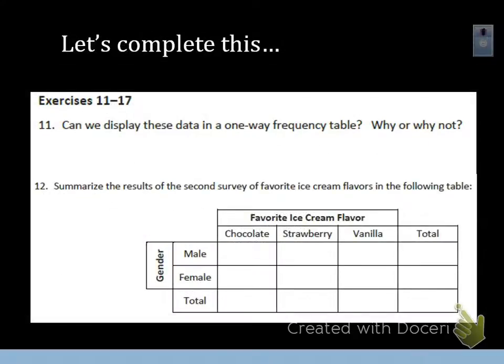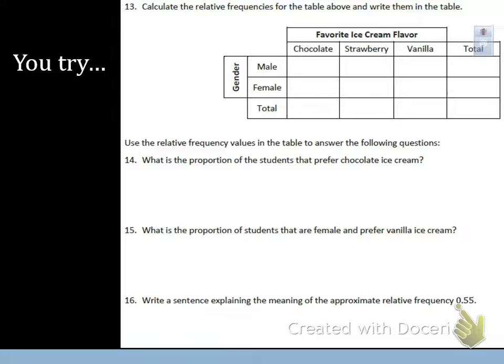All right, so on exercises 11 through 17 here, we're going to take a little bit of time and we're going to fill in some data together, and fill this out and interpret some of these things. Okay? So, if you take a look here, number 11 says, can we display the data in a one-way frequency table? Why or why not? Okay? Well, the answer to that is no.